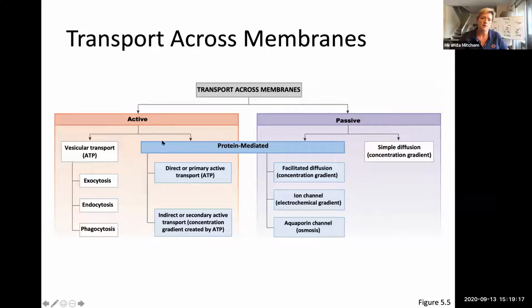But we've also got our active processes. So we've got the movement of things in vesicles, and that uses a lot of energy. So we've got exocytosis, endocytosis, and phagocytosis. We'll look at examples of all of these. But we've also got our transporters, and we can have direct as well as indirect or secondary transport. The basic difference with direct or primary transport is it uses ATP directly, so it's breaking ATP down. Indirect or secondary transport uses a gradient that's generated by ATP. I'll show you an example when we get to a good one. So it still is using ATP because it can't happen without it, but that process has already happened, and there's a gradient built up, kind of like what happens with the movement of hydrogen ions through ATP synthase, as we'll see.